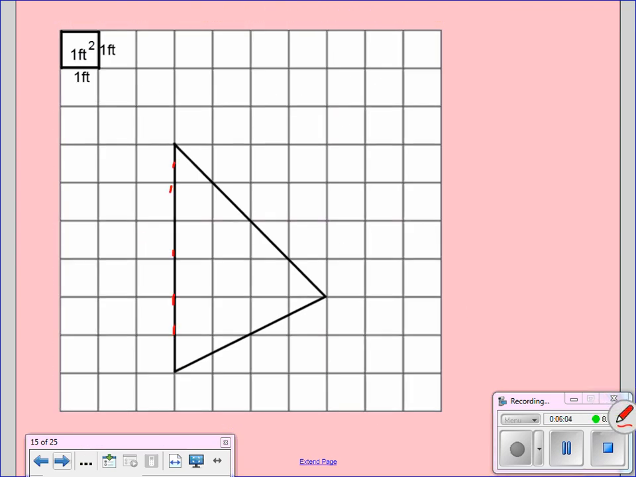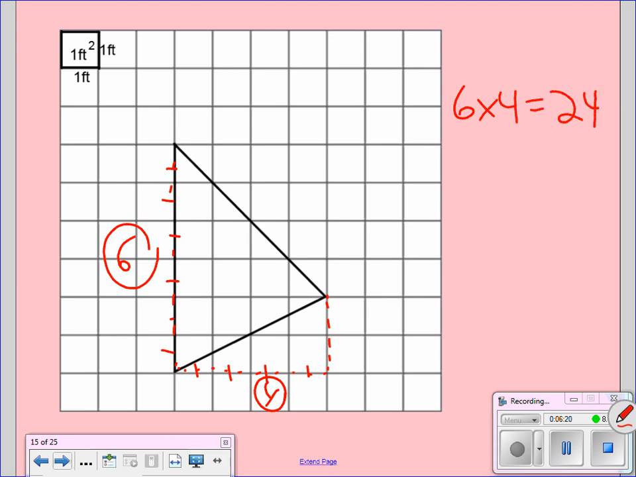We got a shape here. I'm going to move on over and then up. I have 1, 2, 3, 4, 5, 6. 1, 2, 3, 4. Perfect. 6 times 4 equals 24. It's a triangle, so I'm going to divide 24 divided by 2 equals 12.